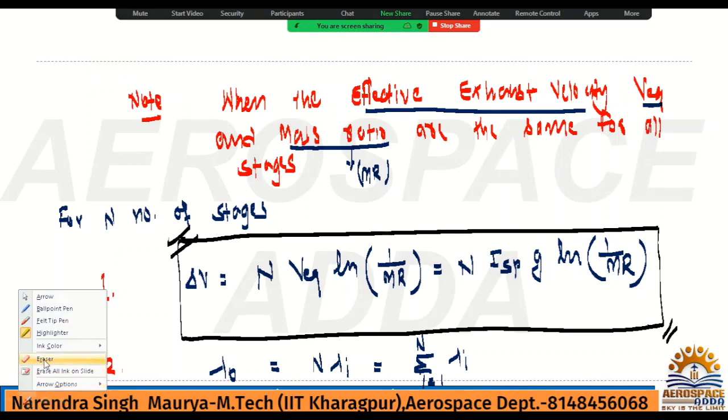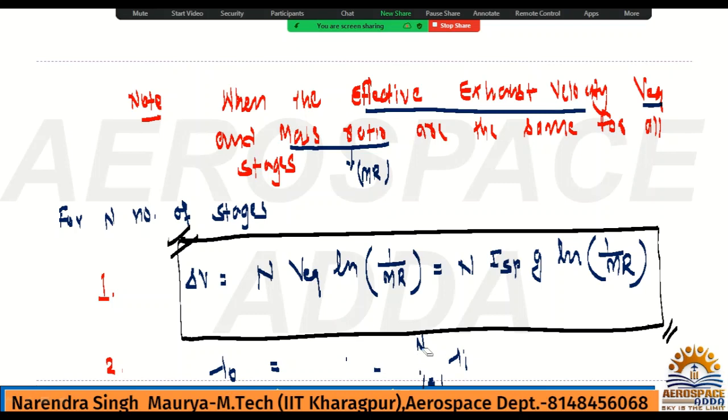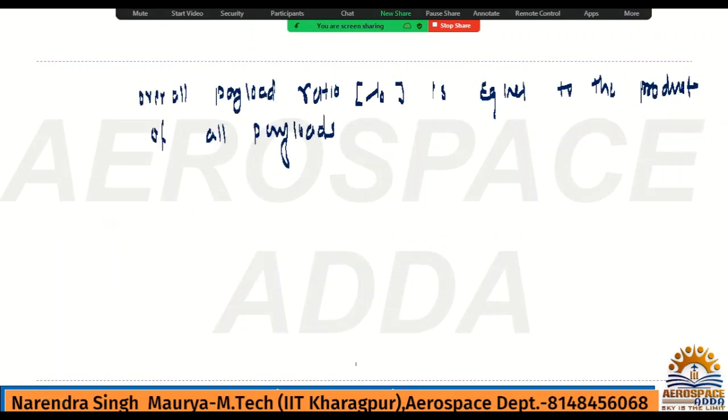This is the algebraic sum, but it is not the algebraic sum, it is the product of all payloads. So how to show the product? This is the symbol for the product. Some symbol will be used for product, i is equal to 1 to n, of lambda i.